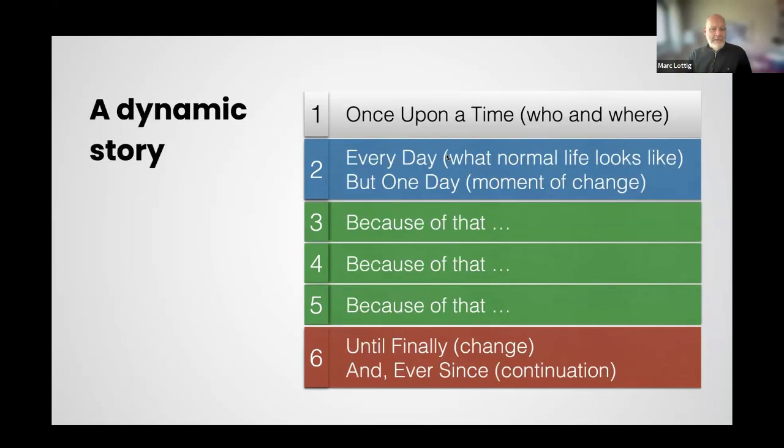We can create a dynamic story. We talked about this earlier. Use a storyline, a little bit like in a fairy tale. Now, of course, you wouldn't begin by saying once upon a time in a formal speech, but you can have that in the back of your mind, that you talk about who and what this is about. What did normal life look like? What's the moment of change? What did this trigger? What did that trigger again? Like a step function where you work your way to the final conclusion, the change. And ever since, or forever after, which is always the same ending, what's the future look like?